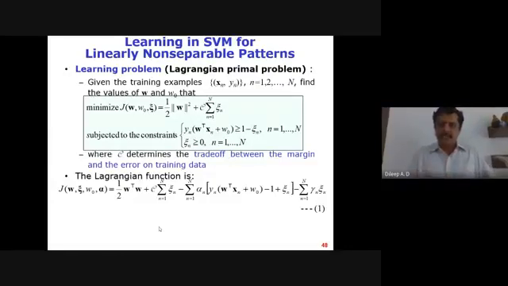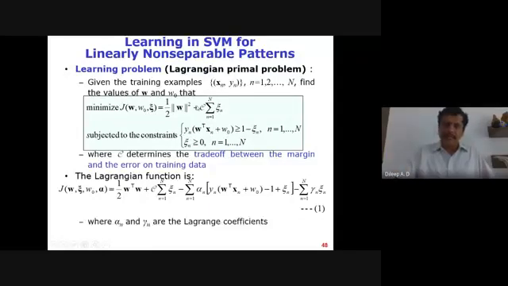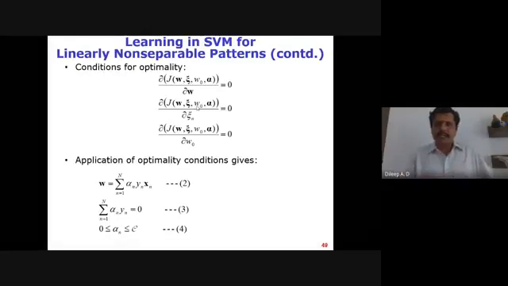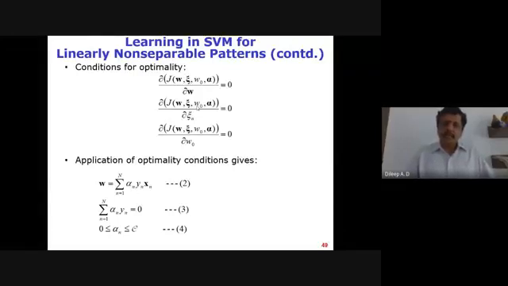So using the Lagrangian function, because these are the constraints, I'm converting that into the unconstrained optimization problem. Then I'll apply the conditions of optimality by taking the gradient with respect to the W vector, zeta n and W naught. When I solve them, I again get the same expression for my W vector as I got in the previous case. And this constraint is also the same.